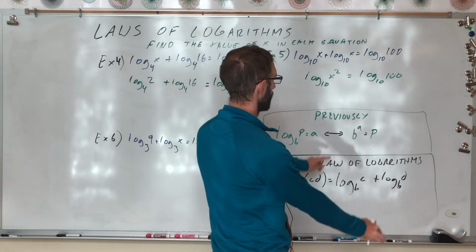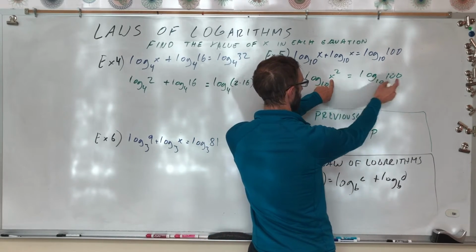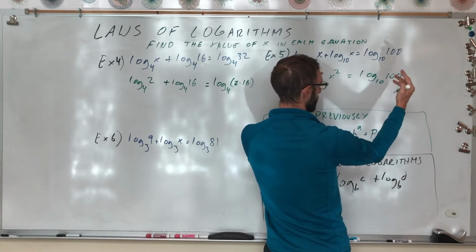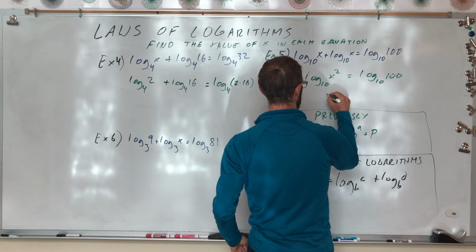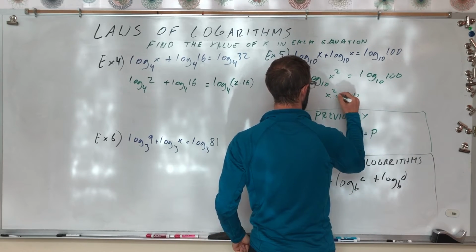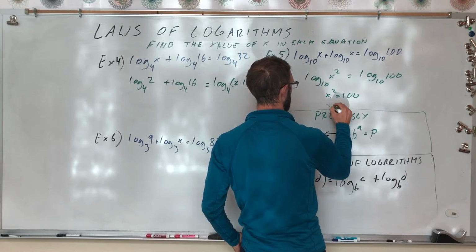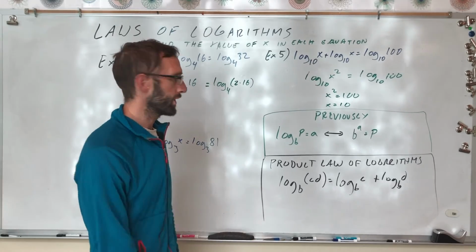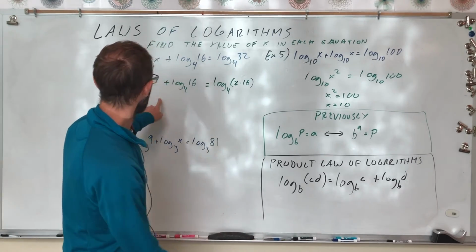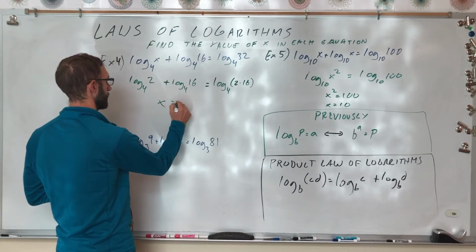And now, look at this. The only things here, x squared and 100, are the only pieces we need to look at now. So x squared equals 100. Take the square root of both sides, so then x has to be 10. Pretty nifty. Oh, let me clarify this here. x equals 2, sorry.